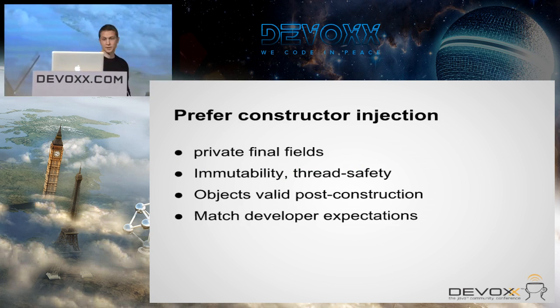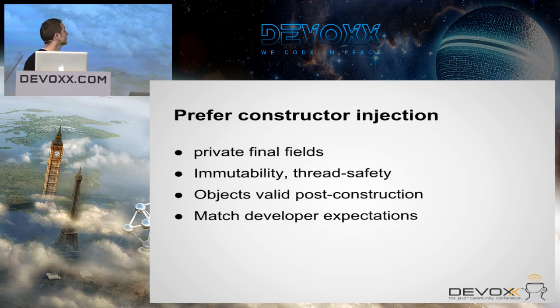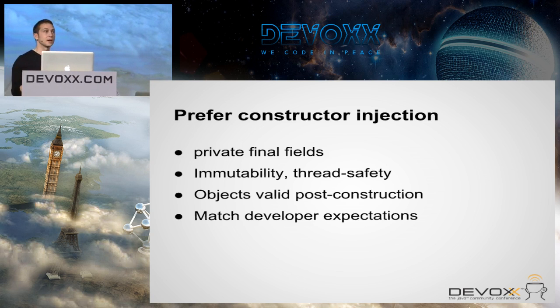So the next few slides here are going to be around constructors. So constructors are obviously a very important thing when we're talking about dependency injection. Prefer constructor injection. So many frameworks allow you the opportunity to use different kinds of injection. So field injection, method injection, or constructor injection. We've settled on the pattern of using constructor injection exclusively.